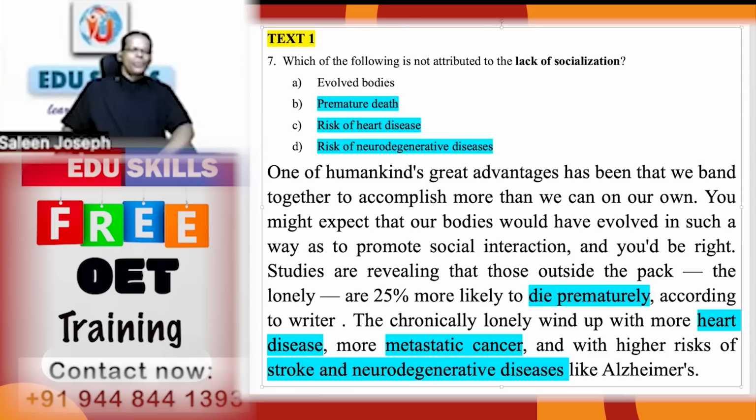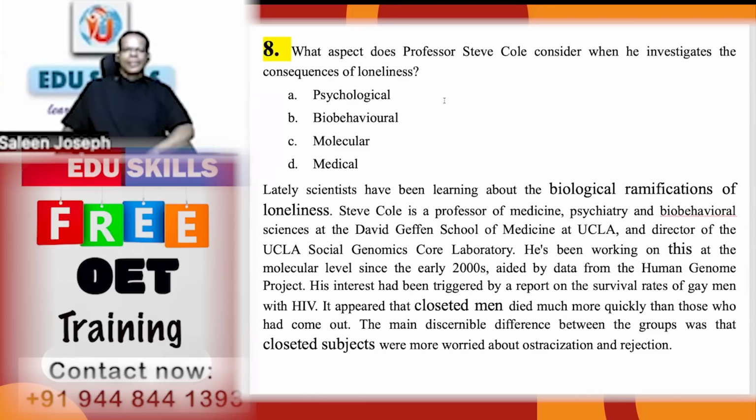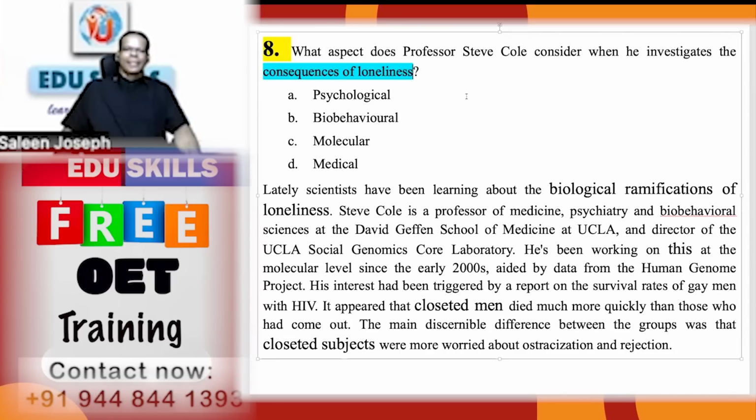Yes, Father. That's how, even without reading, you can conclude the answers if you know the options. In such questions, definitely you can get into that cause and effect. Now comparison and contrast. You just go here. What aspect does Professor Cole consider when he investigates the consequences of loneliness? So the key word is consequence of loneliness. Now, consequence of loneliness: psychological, bio-behavioral, molecular, medical. Can you make a differentiation as I said now? Are there general things and a particular thing? Molecular.